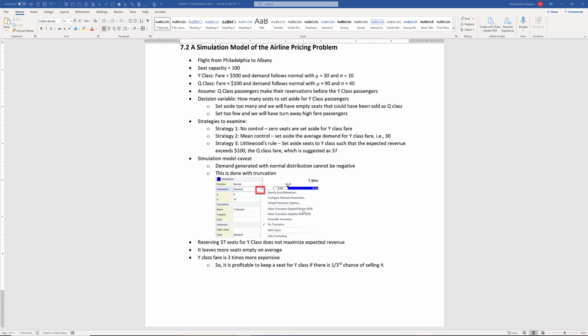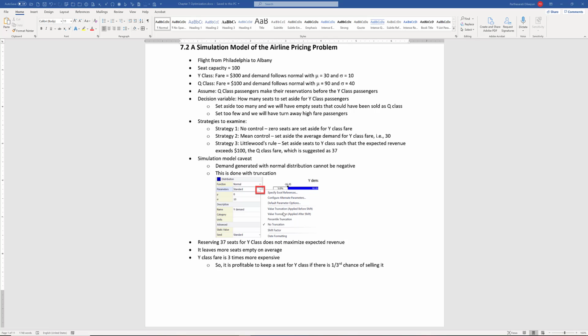Value truncation applied before shift, value truncation applied after shift, and then you have percentile truncation, no truncation, and then the shift factor. But we're going to look at no shift factor. So it really doesn't matter whether we choose before shift or after shift, because we're not going to do any shifting. So we just select one of these two and then set that truncation value. We will see how to do that in just a second.